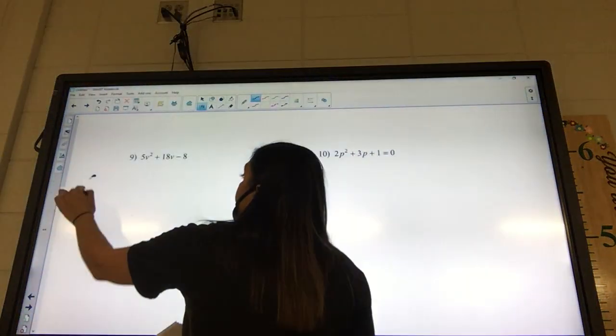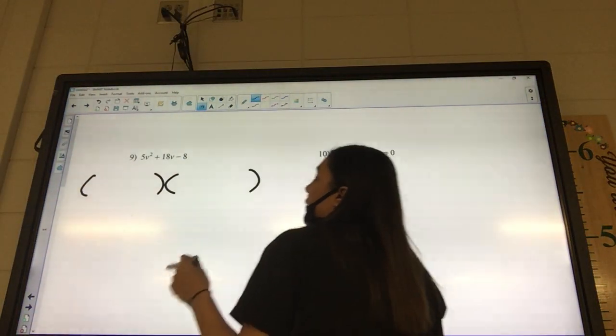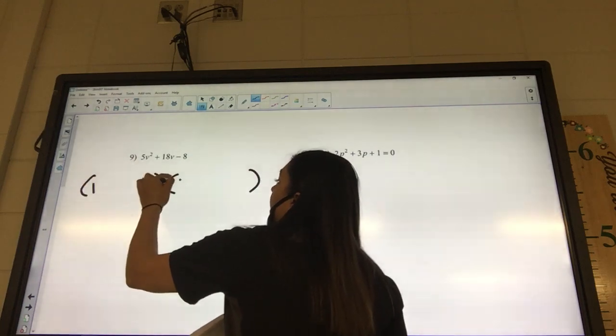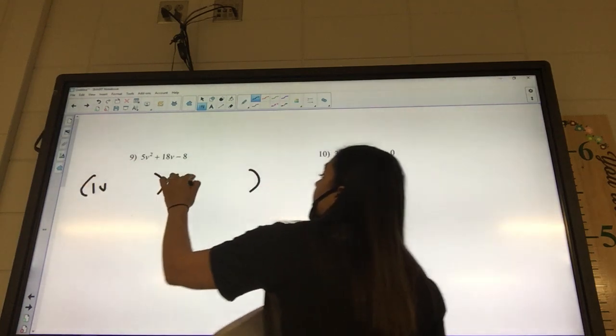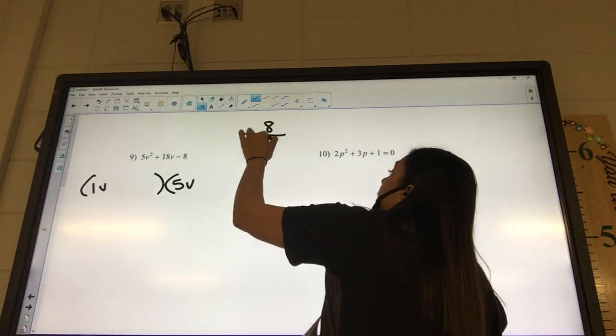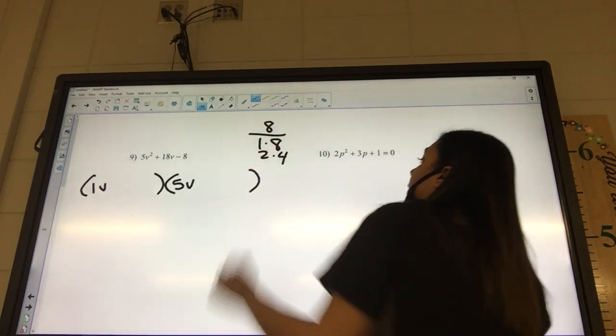Okay, 9. Draw your two parentheses. What can you fill in? 1, 5. V, V. And then 5. 1 and 8, 2 and 4. What do you want to try?